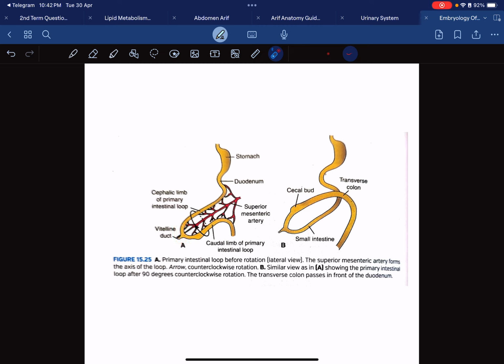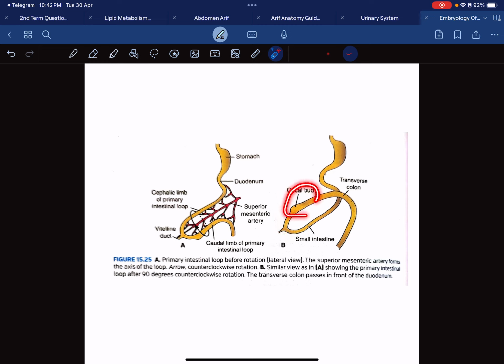Now, at this loop, we have a cecal bud. From this cecal bud, we have the development of the appendix. And this cecal bud is the last part of the primary intestinal loop to return to the abdominal cavity. Now, at the loop, the apex remains connected to the yolk sac by the vitelline duct.